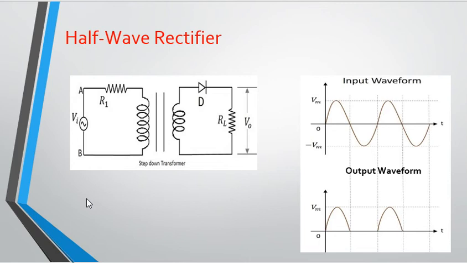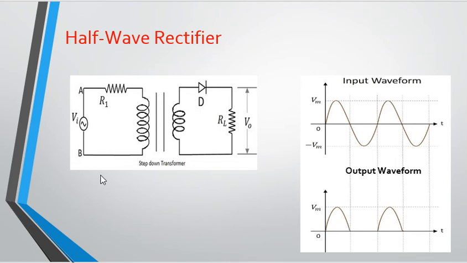Input AC signal is given to the transformer, which steps down the voltage level of the input signal. Then during the positive half cycle of the input signal, the diode gets on, that is, it conducts, and we get output across the load resistor. So we are getting the positive half cycle at the output.